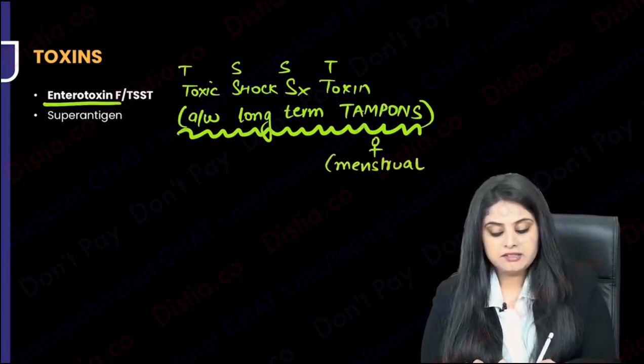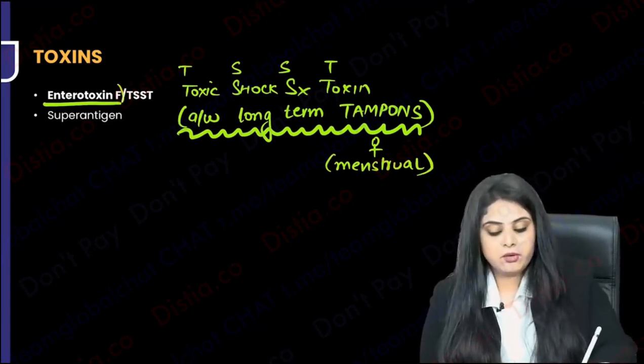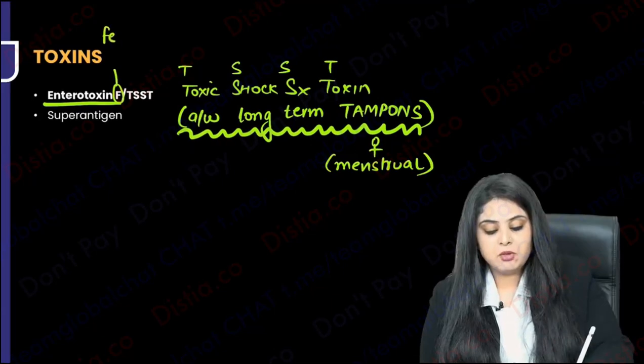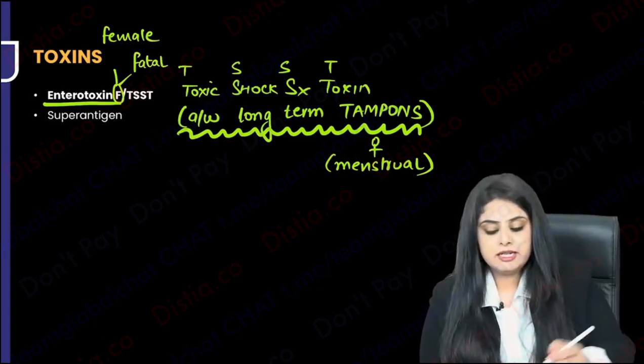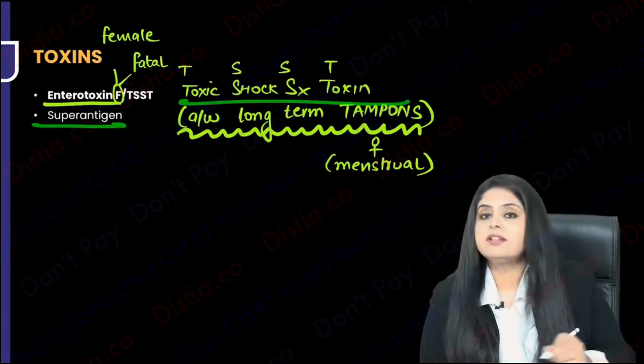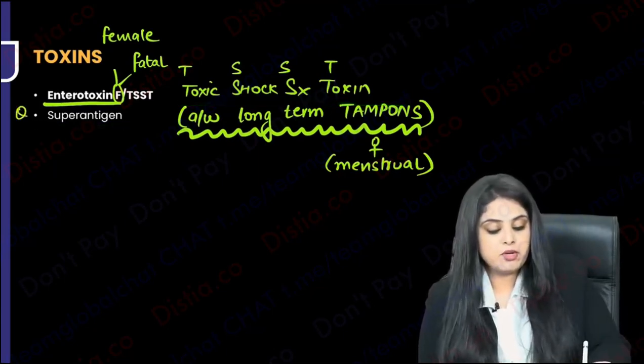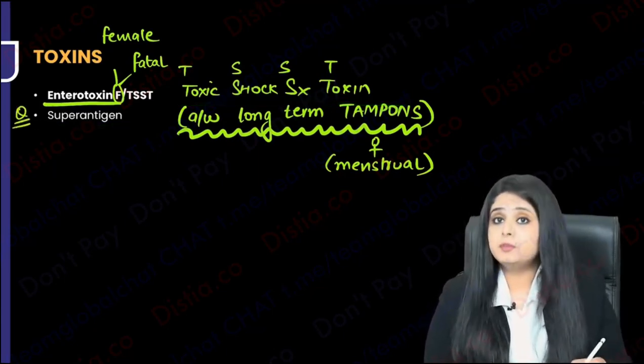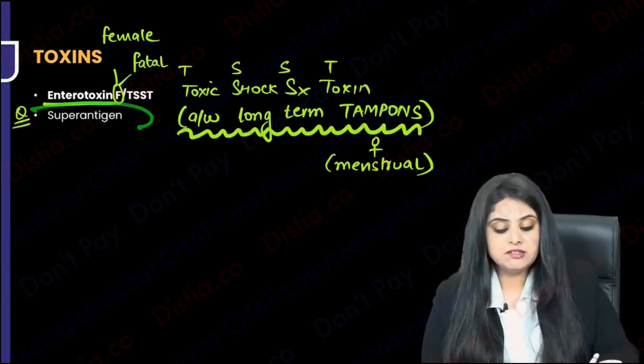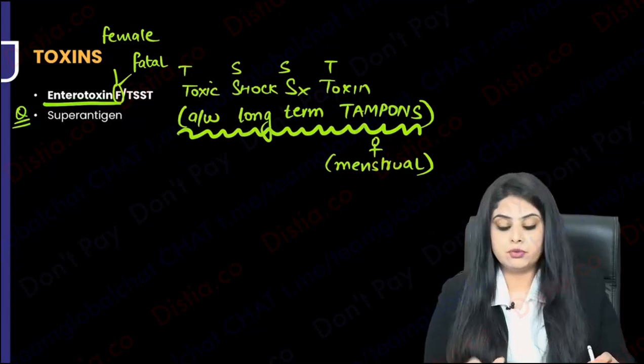Okay, now why is it so deadly? Not only am I going to say F for female, I am also going to say F for fatal, because this is a very deadly disease. Why is toxic shock syndrome so deadly? Because this antigen is not a regular antigen. I hope you remember from your immunology chapter, this is going to be a super antigen. So this is definitely something which is very, very important for you to know.